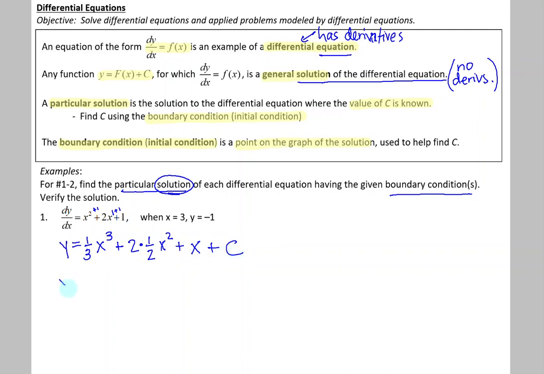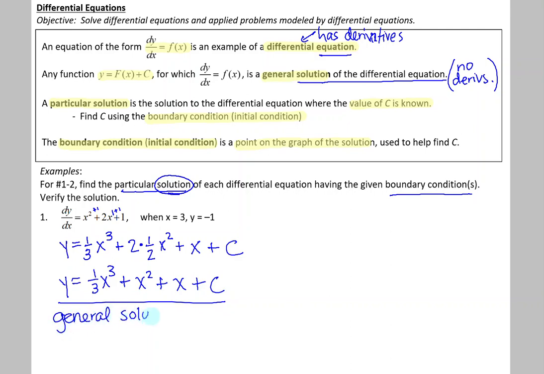Let's clean this up a bit. y equals 1/3 x cubed. 2 divided by 2 is 1, so that leaves us x squared plus x plus c. Because there is a plus c here, this is called our general solution. But we want the particular solution, which means we need to find the value of c. We do that with the given boundary condition. The boundary condition is this point here.